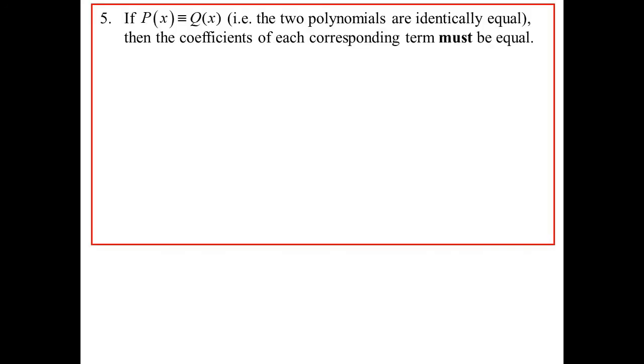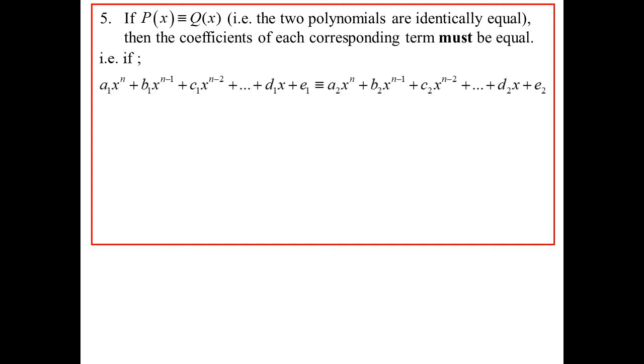All right, number 5. If polynomial P(x) is congruent to Q(x), congruence, I know we normally see it in geometry. All congruent means is identical in every possible way. Then the coefficients of each term must be equal, because they're equal in every possible way. So if the polynomial on the left is congruent to the polynomial on the right, then the only conclusion I could draw is that A1 must equal A2, B1 must equal B2, C1 must equal C2. All the coefficients must be equal because they are identical in every possible way.